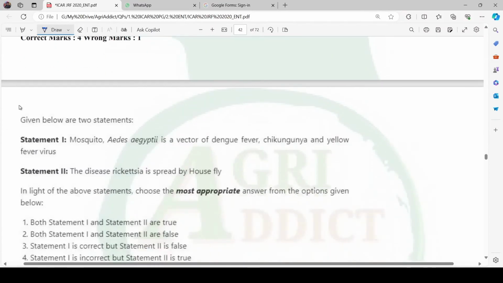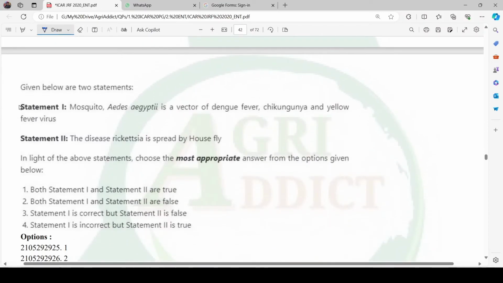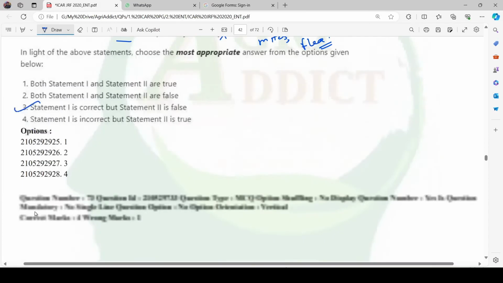Next, question number 72. Statement 1: the mosquito Aedes aegypti is a vector of dengue fever, chikungunya and yellow fever virus. Yes, it is correct. Statement 2: the disease rickettsia is spread by housefly. No, rickettsia is mainly spread by ticks, mites, then lice, flea, etc. Not by housefly. So statement 1 is correct, but statement 2 is false.